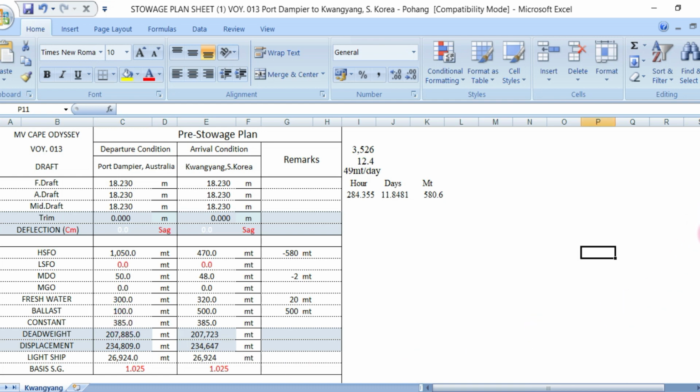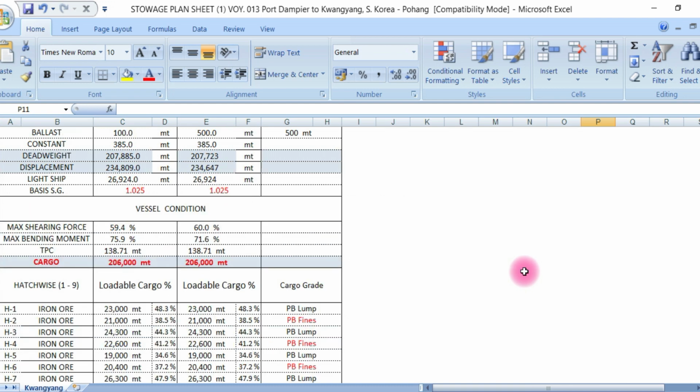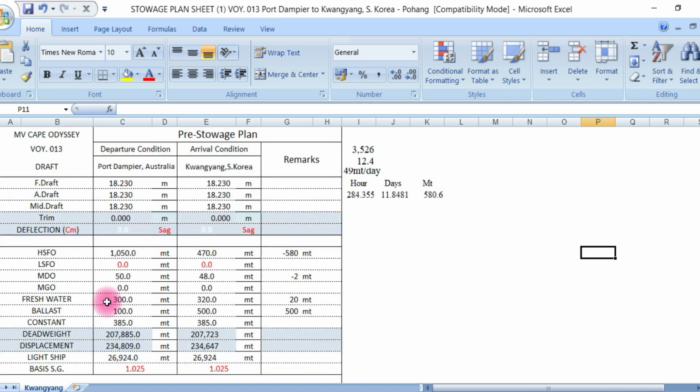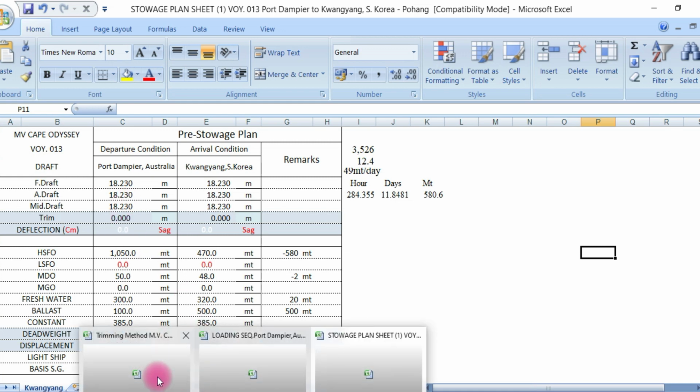His cargo is 206,000 metric tons. So that is his departure draft at Dampier. We will try to make a draft survey on this figure. So we'll make a draft survey.